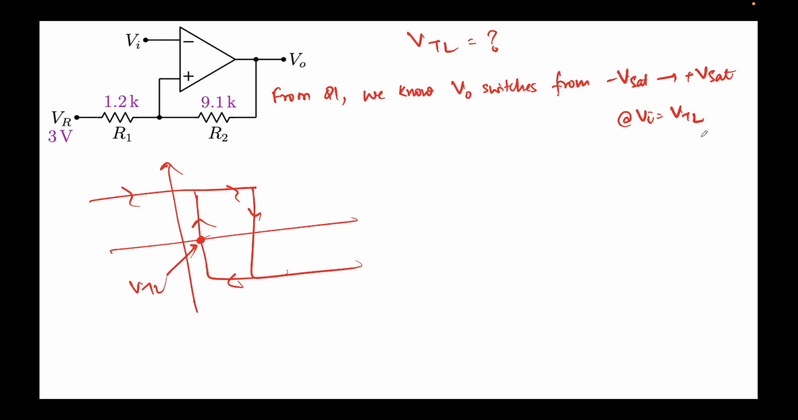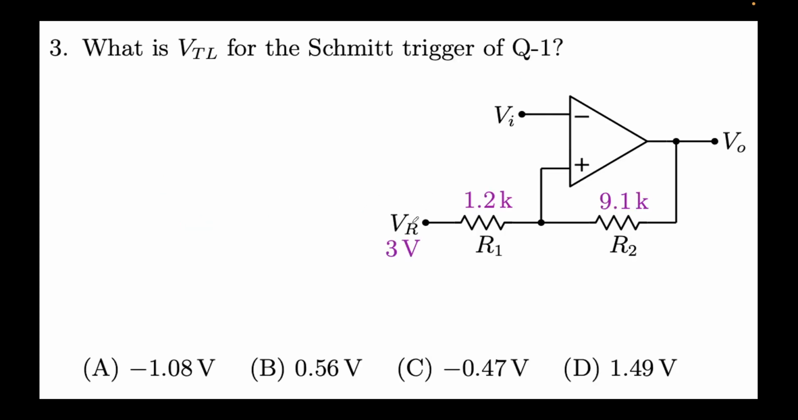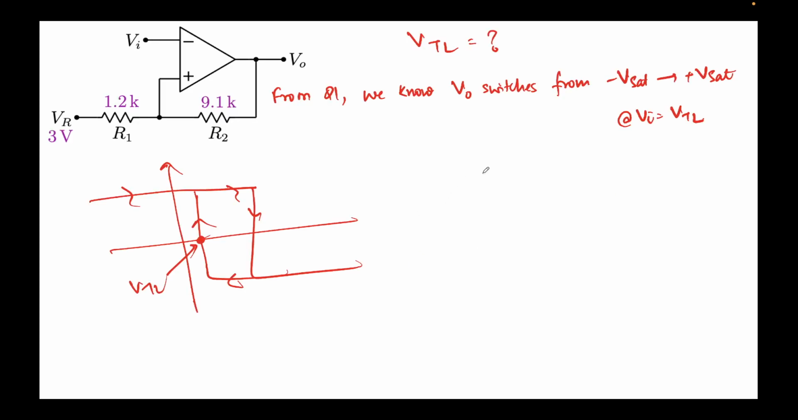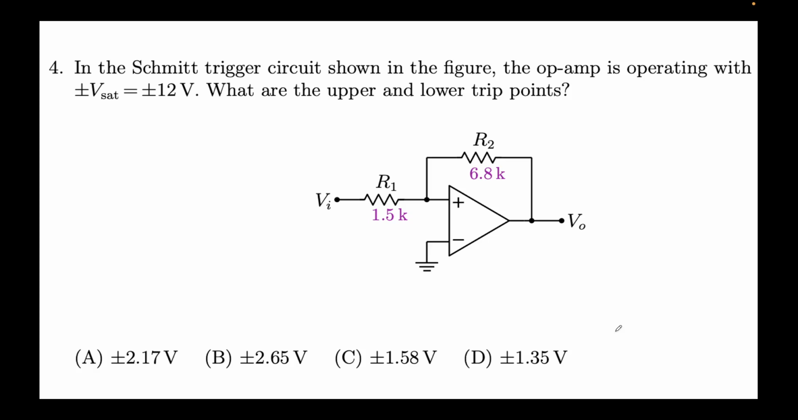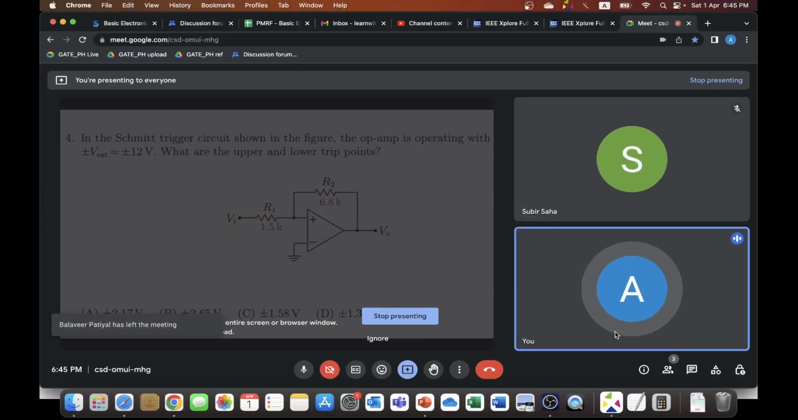This is what I have written here at Vi equal to VTL, and we saw that this potential was 1.5. Yeah, so this was happening at Vi equal to 1.5 volts. This point was 1.5. So this implies VTL equal to 1.5 volts. Again, the analysis is through KCL, which we have already done. So what happens is option D is the correct one. Okay, so this completes these sets of problems.